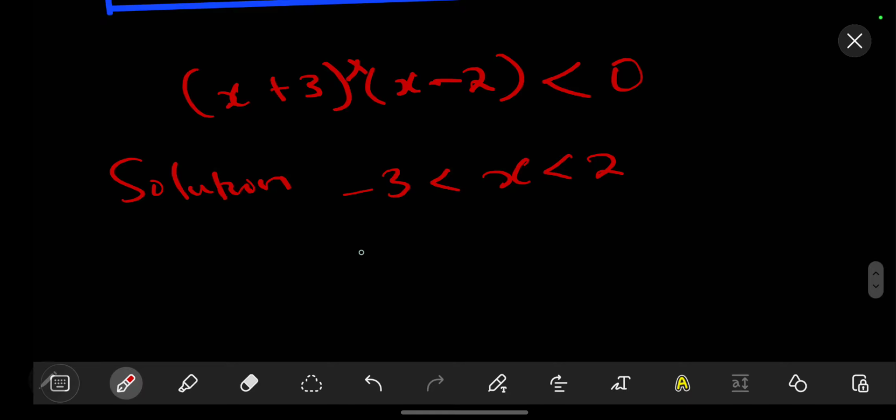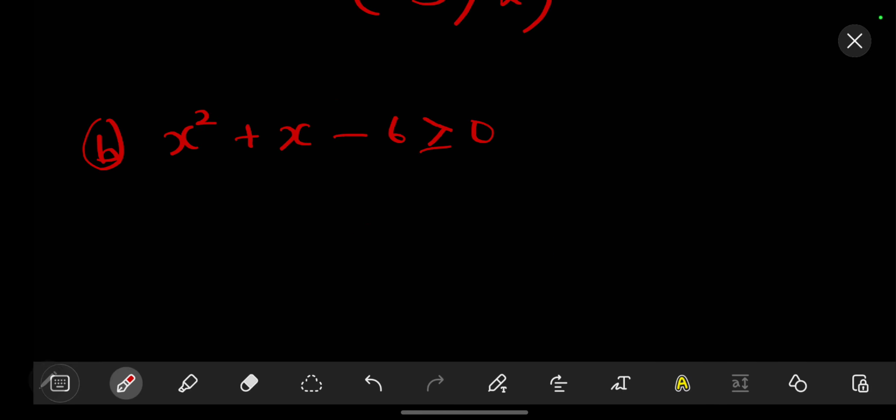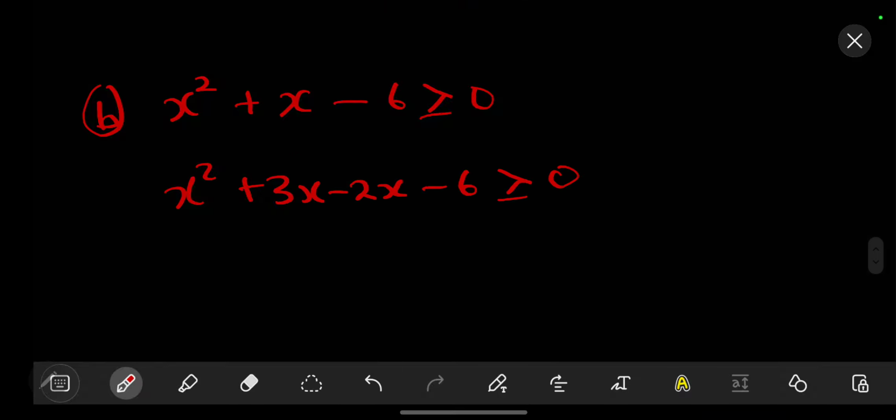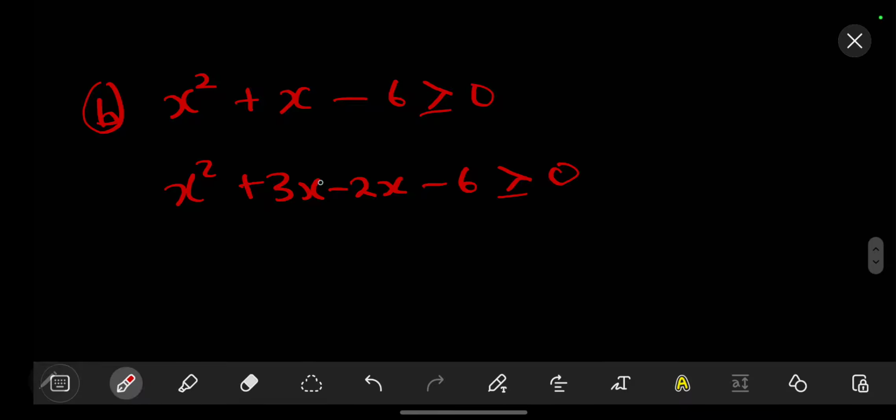Then there's the interval. We are going to be using our negative 3, which is the same question we have answered. So same approach for this one. We have already factorized this one, so we are going to just go direct. So this is the same as our x squared. When we factorize this, you can just look at how we have factorized it in the previous question. Then we have plus our 3x, minus 2x, minus 6 is greater than or equal to 0 like that.